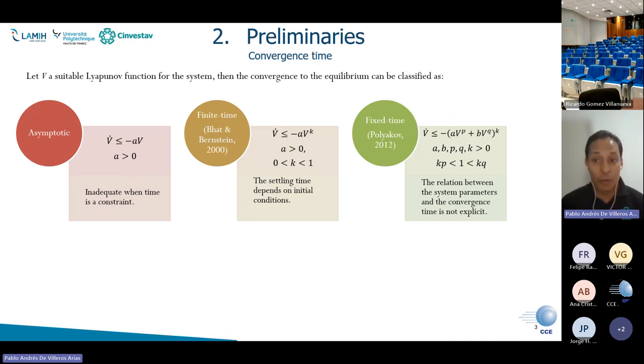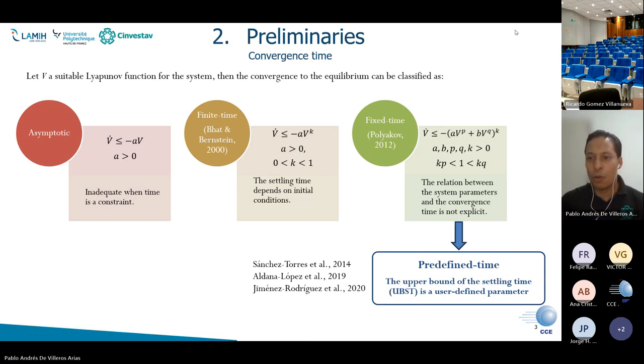Finally, we have fixed time convergence, in which the upper bound of the settling time is independent of the initial conditions. But the relationship between this upper bound and the parameters of the system is not explicit enough. So there's a new approach called predefined time, which is an enhancement to this fixed time convergence, in which the upper bound of the settling time is a user-defined parameter, meaning that we can establish an upper bound in advance.